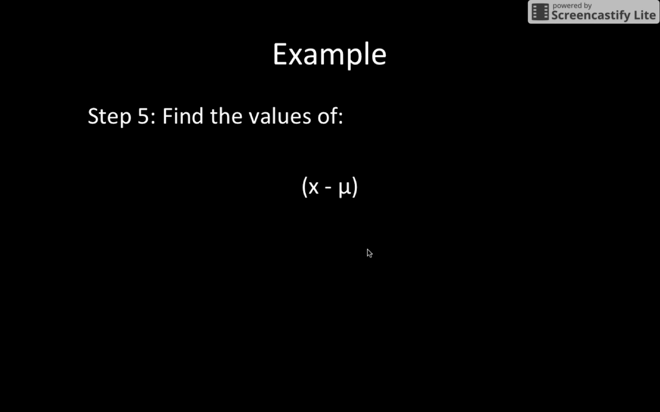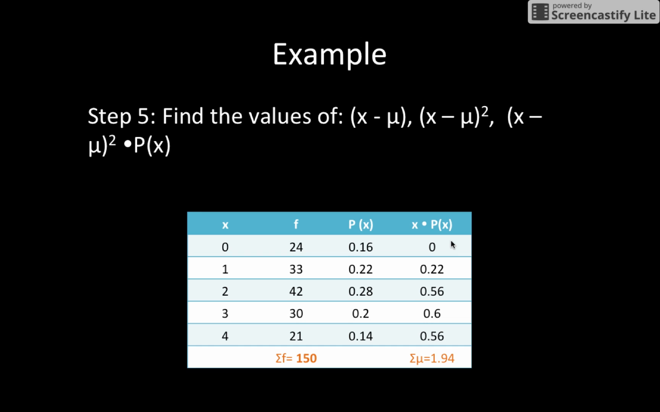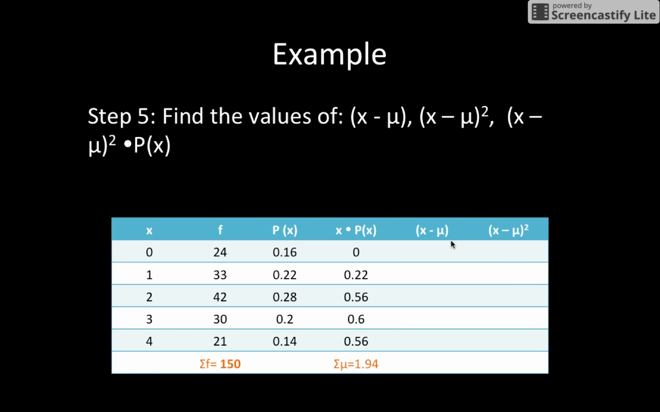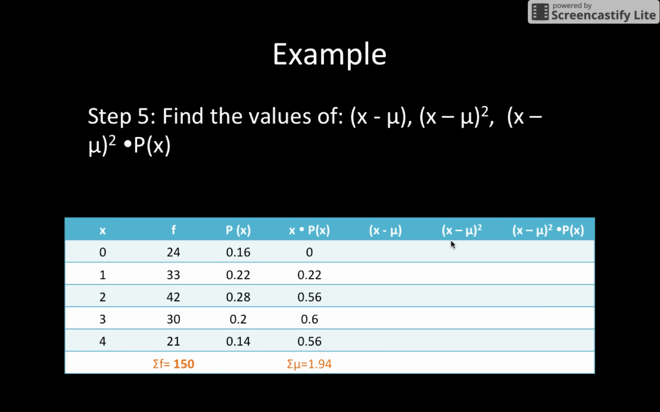So now you want to find your values of x minus your mean, x minus the mean squared, and x minus your mean squared times your probability of x. Taking your chart, I'm going to add the next three columns: x minus mean, x minus the mean squared, and x minus the mean squared times your probability of x. This last column will give you your variance. To find x minus your mean, you're going to do your x value minus your whole mean down here, your sum.